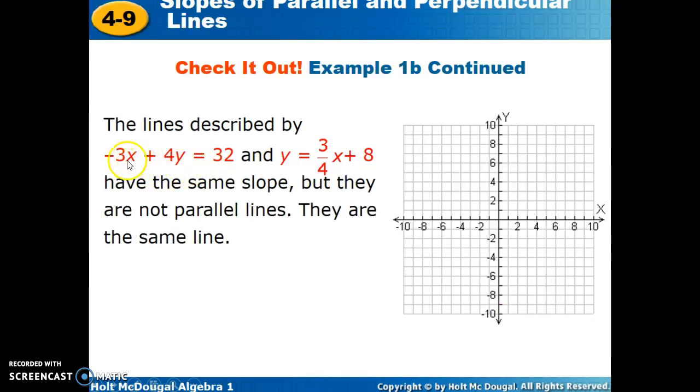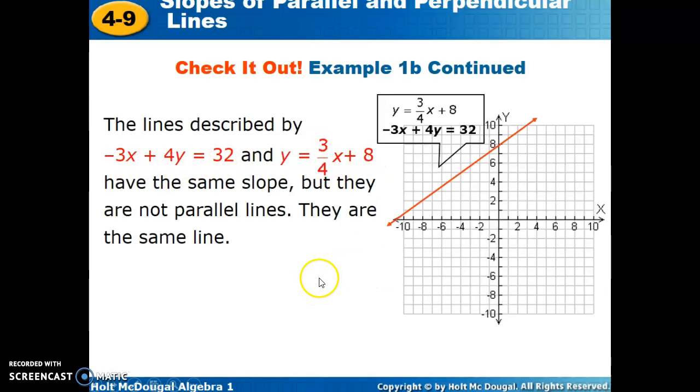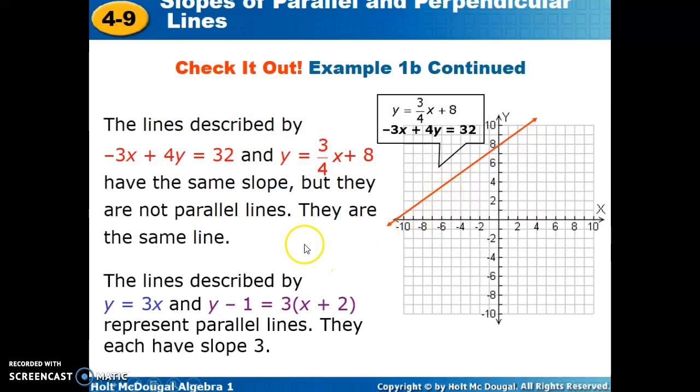So the lines -3x plus 4y and 3/4 x plus 8 have the same slope, but they're not parallel. They are the same line. So this is something we have to make sure we follow the problem through all the way to the end. We can see that these are exactly the same line. Therefore, they do not qualify as parallel.